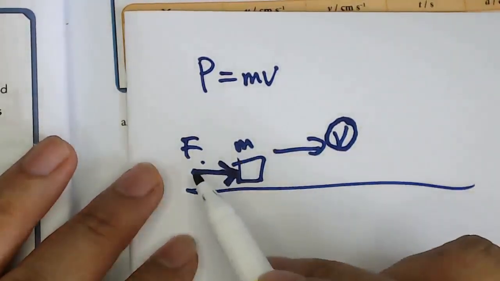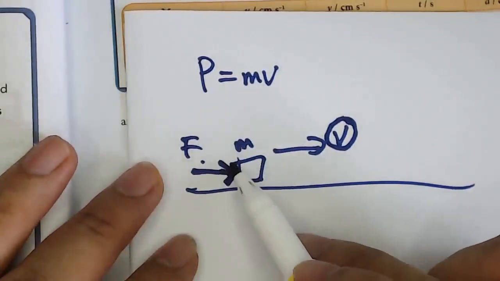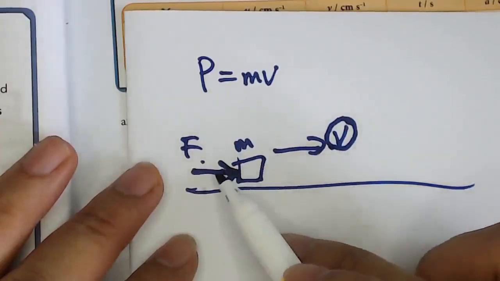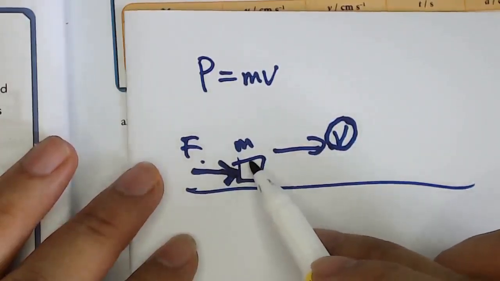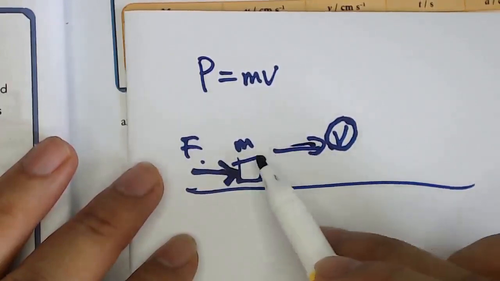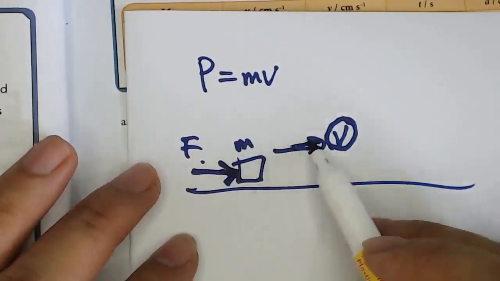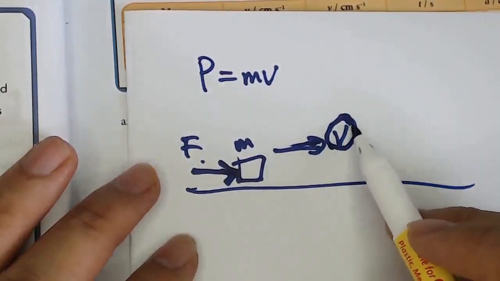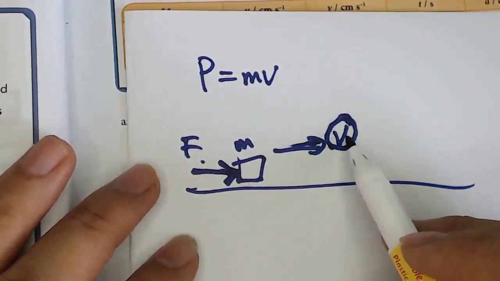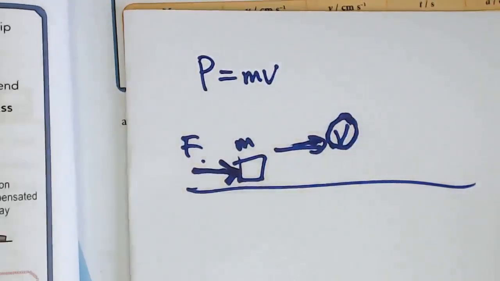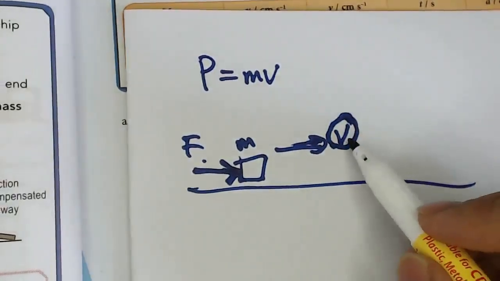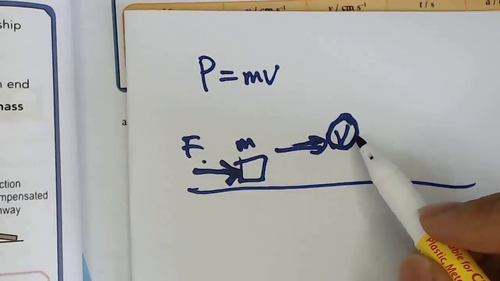So guess what? What can you say about this v now? When there is a force exerted on the object, what can you say about this v? Will it remain the same, or will it decrease or increase? Which one? It will increase. It will increase the velocity.